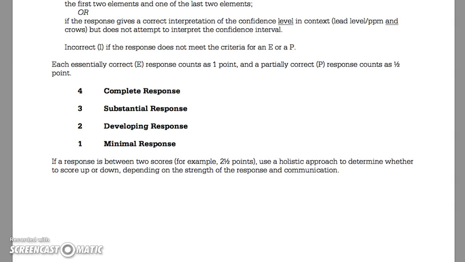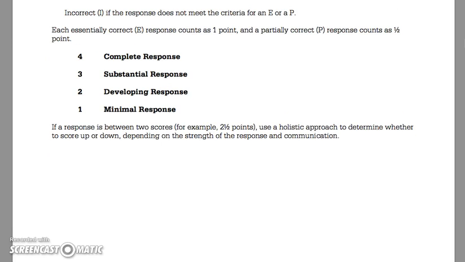Each essentially correct response counts as 1 point, and each partially correct response counts as half a point. 4 is a complete response, 3 is a substantial response, 2 a developing response, and finally 1 a minimal response. If a response is between 2 scores, for example 2.5 points, use a holistic approach to determine whether to score up or down, depending on the strength of the response and communication. And that completes our AP practice free response question for Chapter 21.